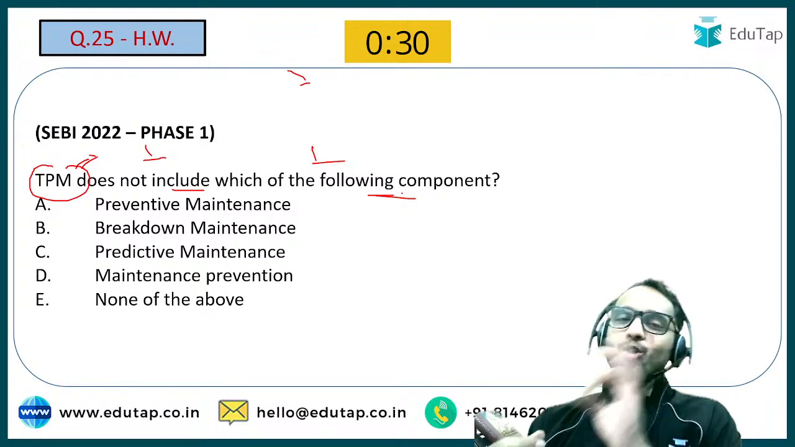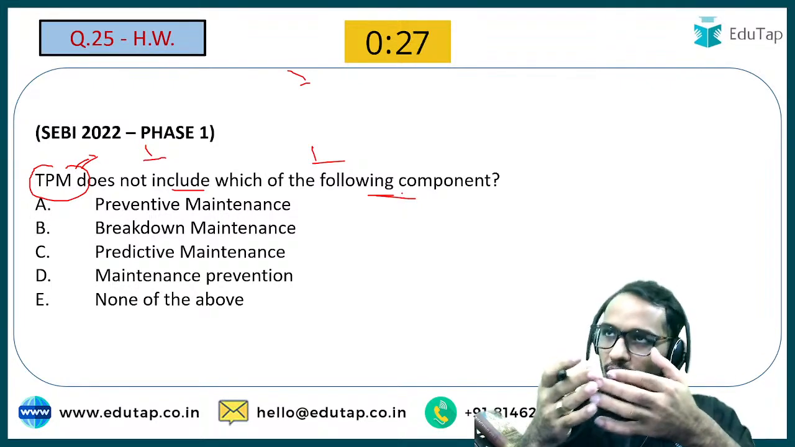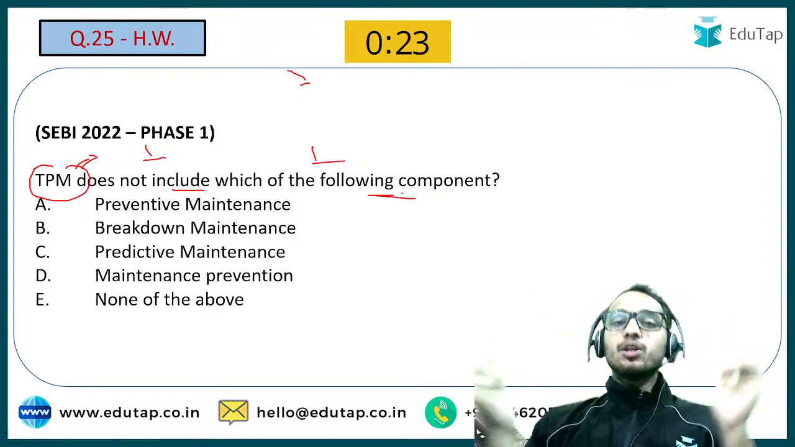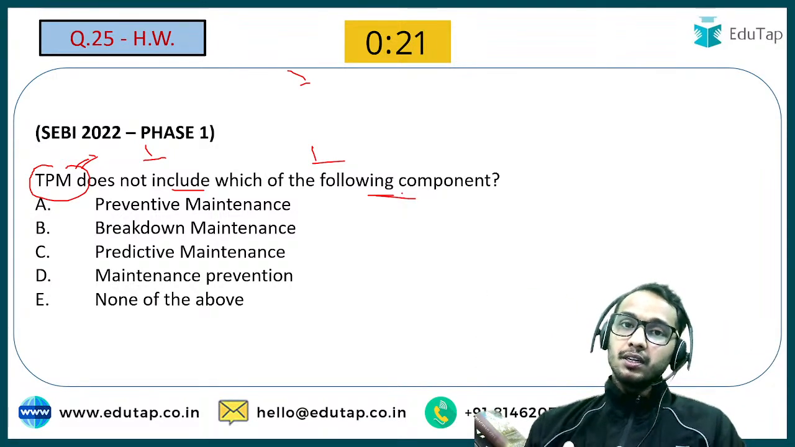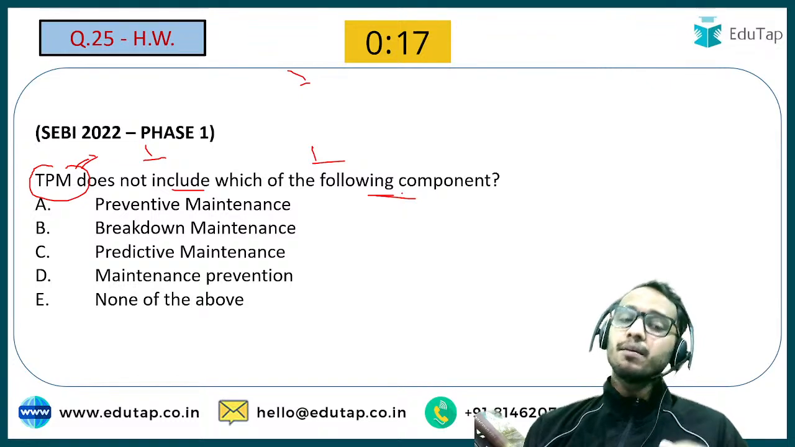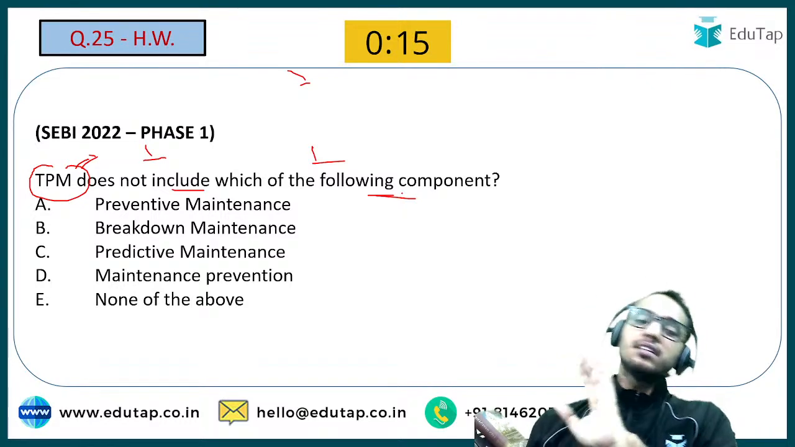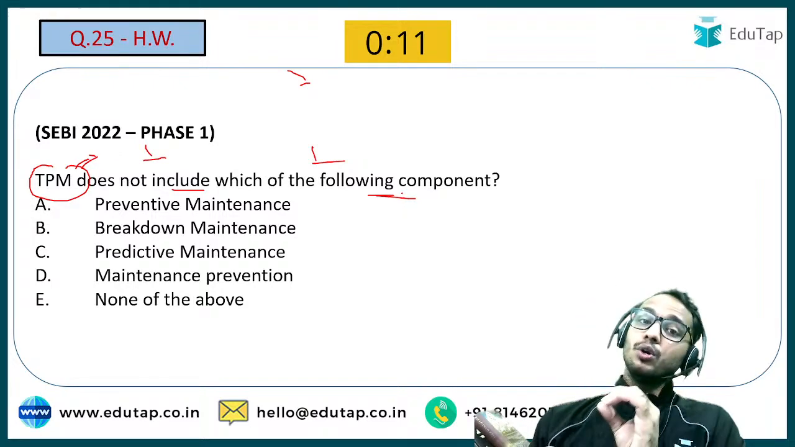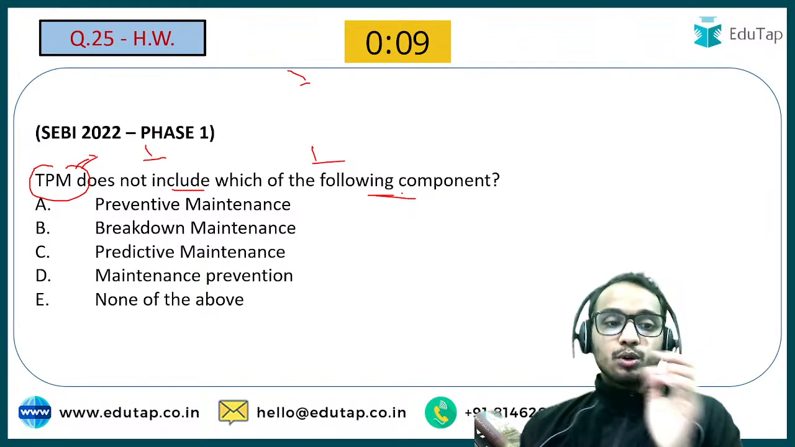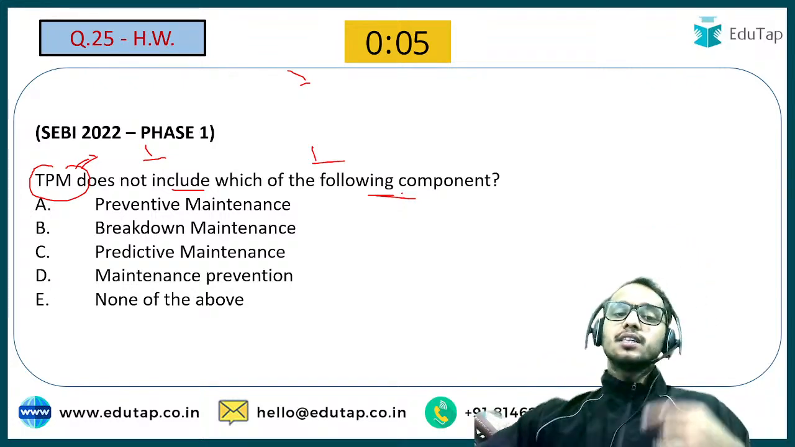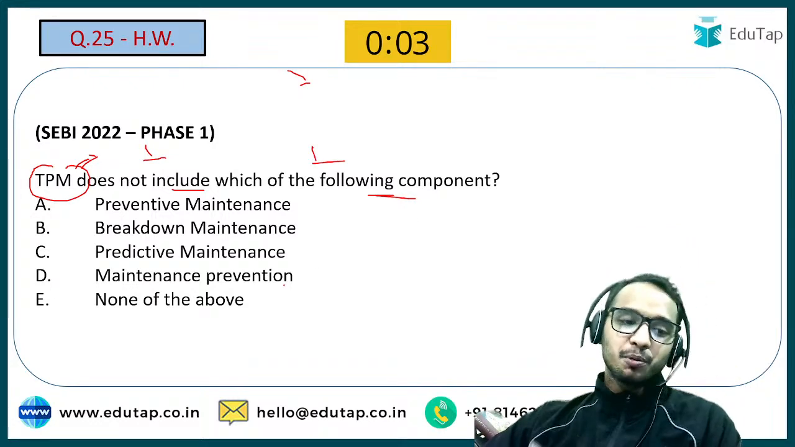Okay? So total productive maintenance is that you have to maintain all the machinery that you are using in your manufacturing firm. You have to maintain it in such a way that there is no breakdown, there is no defect. You have to try for that. So it is asking does not include. So preventive maintenance, breakdown maintenance, predictive maintenance, maintenance prevention, none of the above.